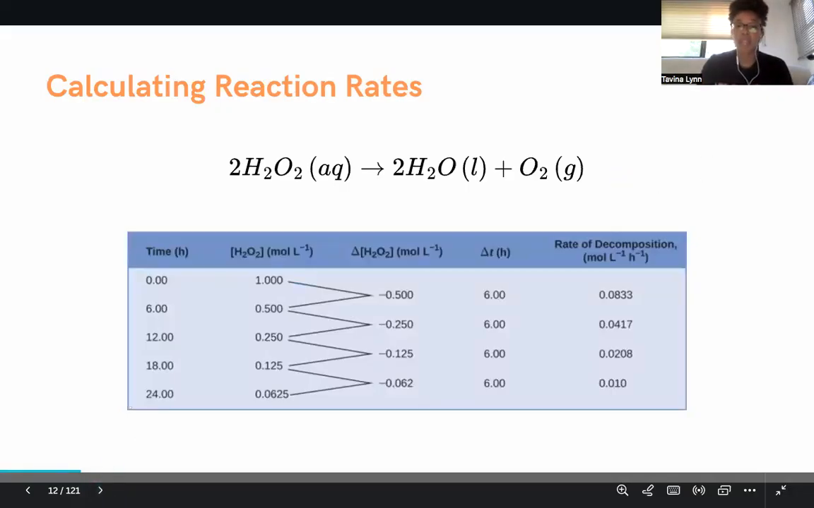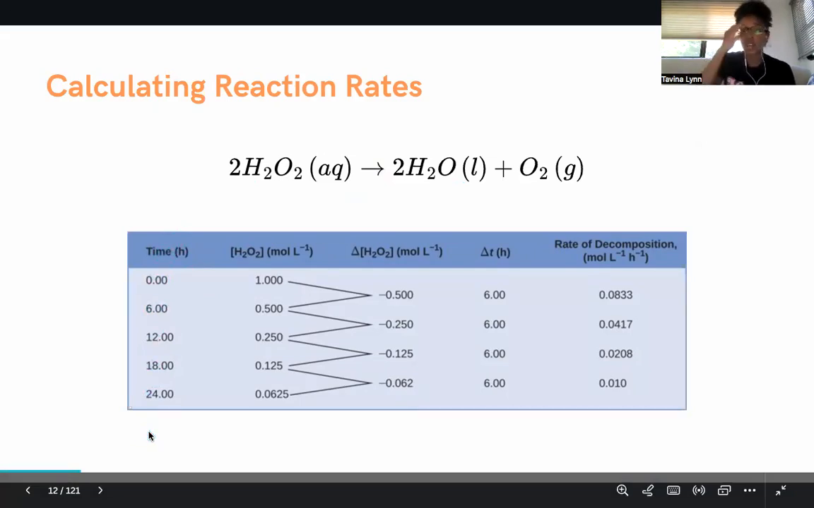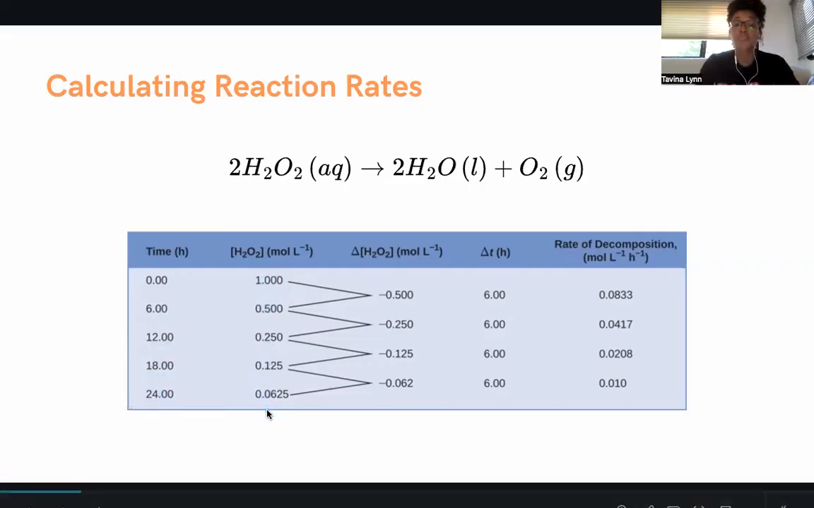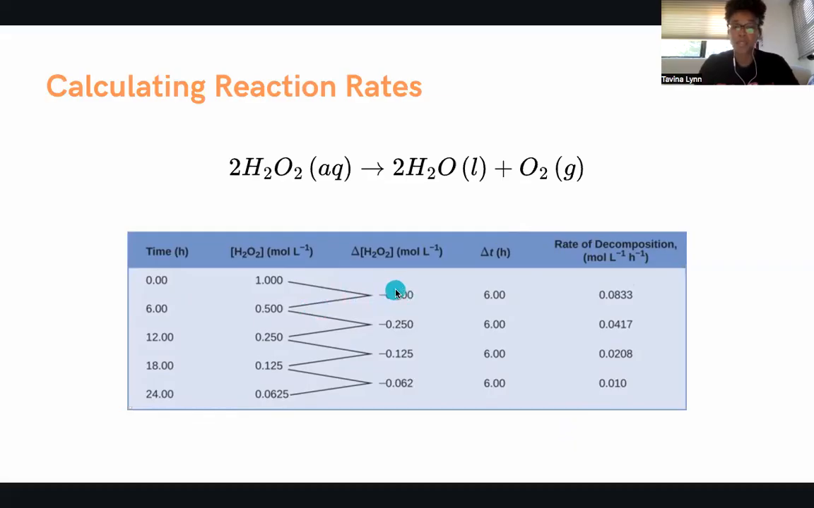So let's look at how we would calculate our reaction rates. So here is a reaction of hydrogen peroxide that's being decomposed. Over the course of a day, they measured the concentration of hydrogen peroxide every 6 hours, and that's what's shown here. And from this, they calculated these rates of decomposition at every time point. So here is the difference between any two time points, the difference in the hydrogen peroxide concentration, which is shown as delta H2O2 concentration.